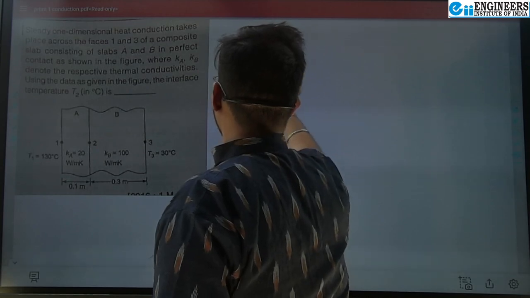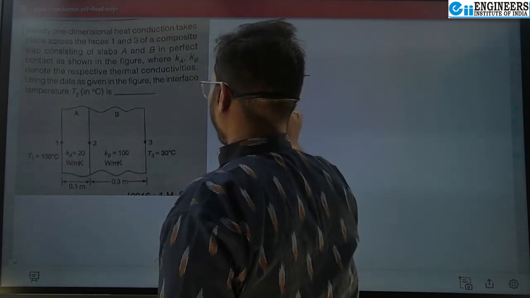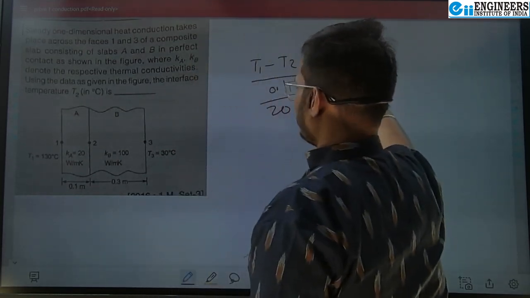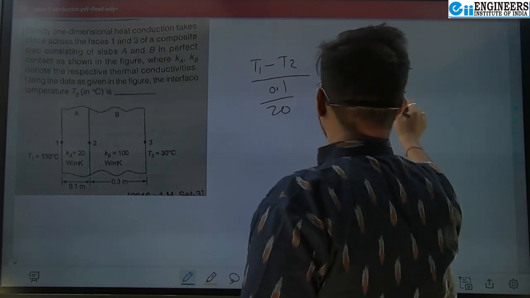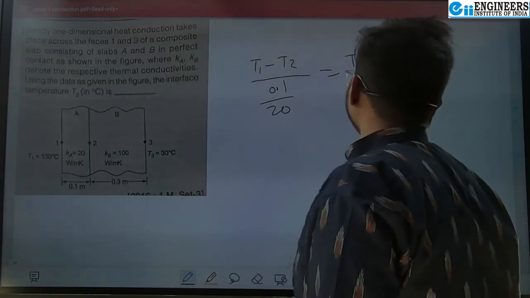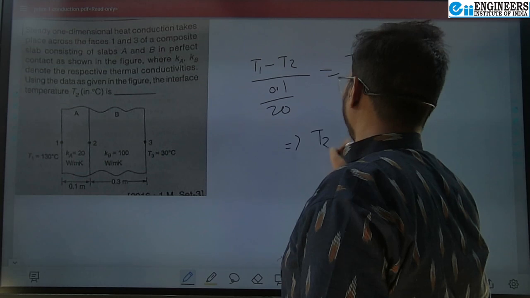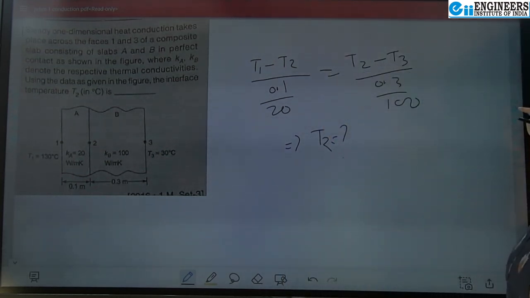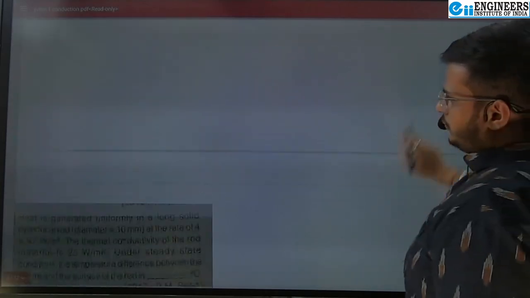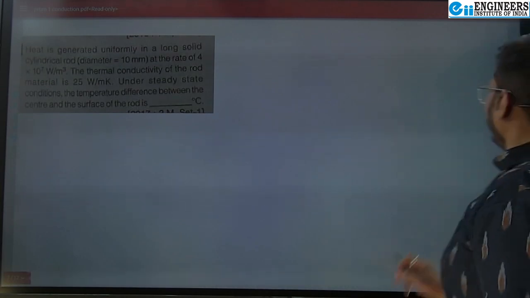This means (T1 minus T2) by 0.1 by 20 is equal to (T2 minus T3) by 0.3 by 100. So try to calculate the value of T2. It's simple mathematics, try to solve it and get back. So this question is done. Now we will move on to another question.